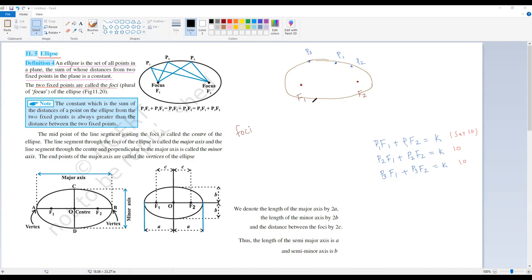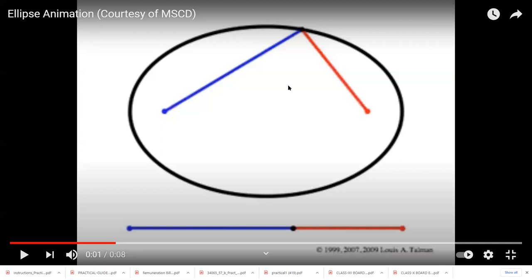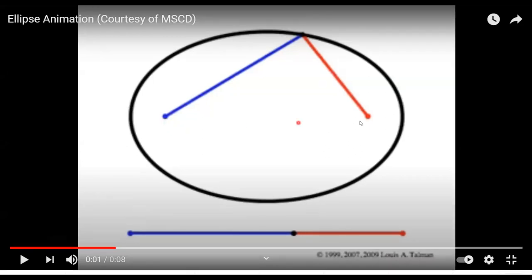Clear? An ellipse is a set of all points in a plane whose sum of distances from two fixed points is always a constant. That fixed point is known as the foci, or focus, or foci. Clear? Yes sir, look here, you can see two fixed points. See, this is one fixed point and this is another fixed point. So this is the distance of one point from the first fixed point, this is the distance of the second point. See, this is the line, you can see that this is the line.